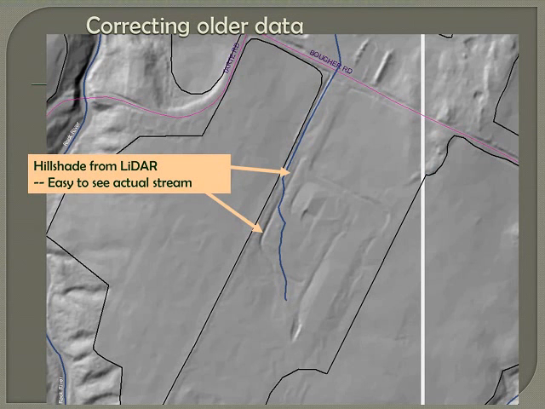I noticed one spot in the same watershed where the old stream data was about 200 feet from the actual channel of the stream, and it was partly because there were a lot of trees in the image, the aerial photo, and you couldn't see where the stream actually went.